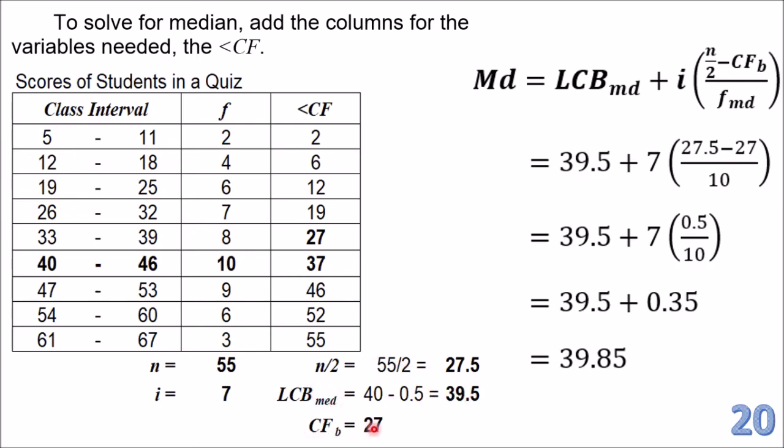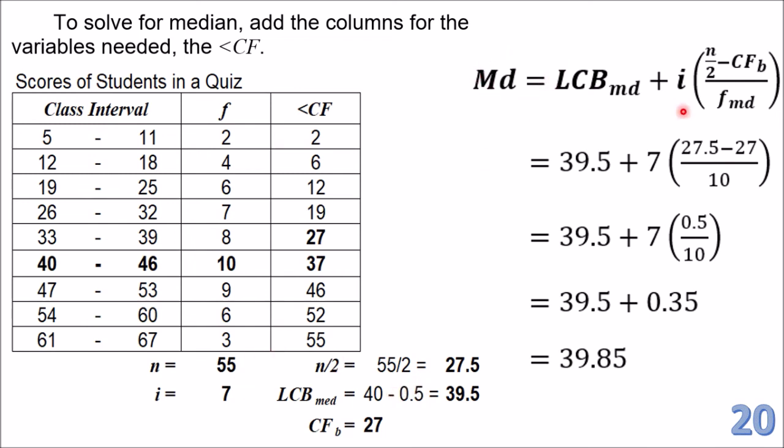And then, CF below 27. CF, cumulative frequency below. Kasi dito nga yung 37 tayo, dito yung ating median class. So, below that is 27. Kung ano yung kasunod niyan, mas mababa sa kanya, yan yung CFB. Cumulative frequency below the median class. Kaya 27 yan. And now we are ready to plug in these values into our formula.